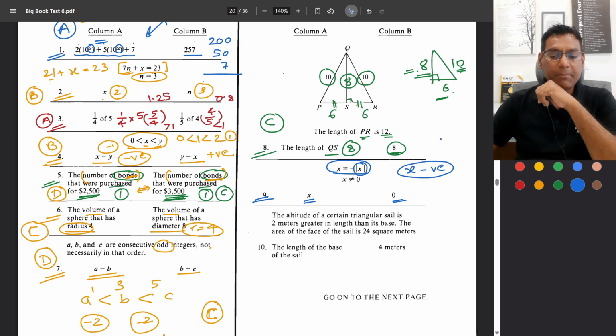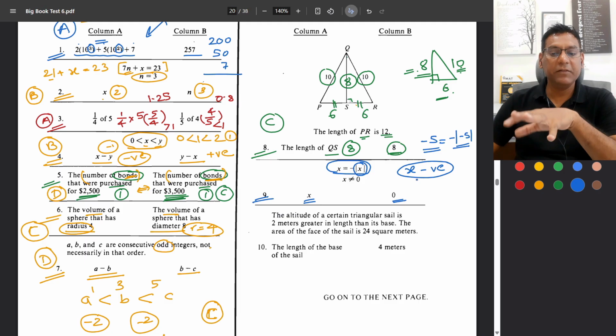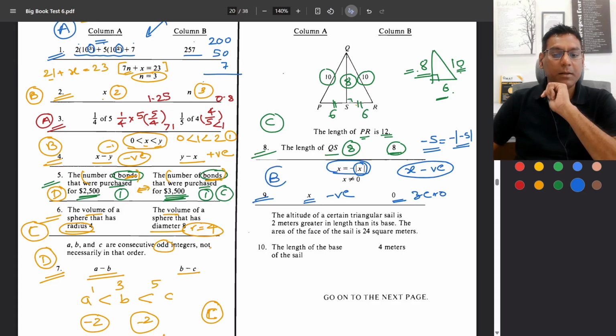For example, minus 5 is equal to negative modulus of minus 5, right? Modulus of minus 5 is 5, and the negative of 5 is negative 5 here, right? So x is a negative number, that much I know. So I have a negative number here, I have a 0 here. 0 is going to be greater than a negative number, so the answer is going to be B.